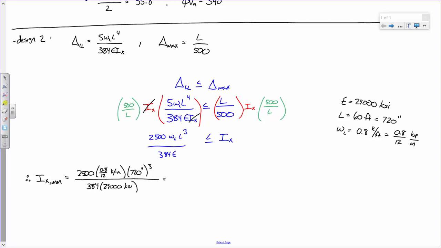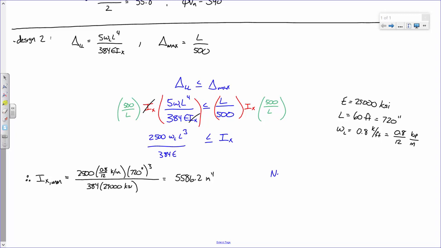What does that come out to be? 5586.2. What? Inches to the fourth. Now, what did we pick for case one? What was our answer? The W24 by 84, would it work? No. Why not? It's too small. What's the moment of inertia of a 24 by 84?